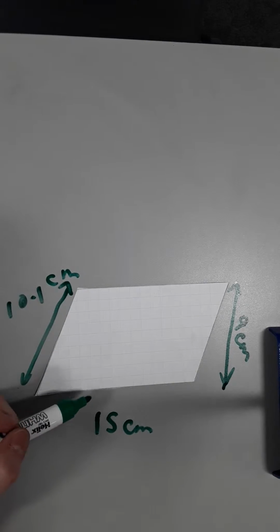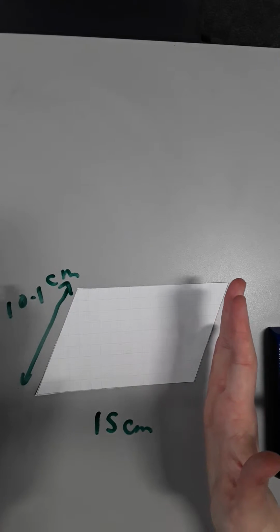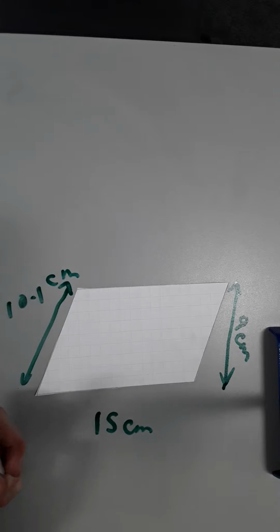So this is a parallelogram. It's not a rhombus because our sides are not all the same length. This side is 10.1 centimetres and this side is 15. So it's actually originally a rectangle that's been pushed over slightly.